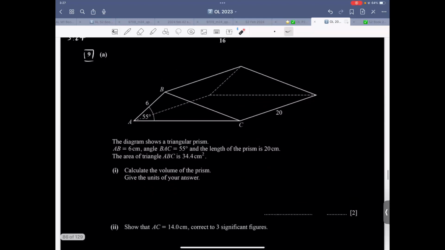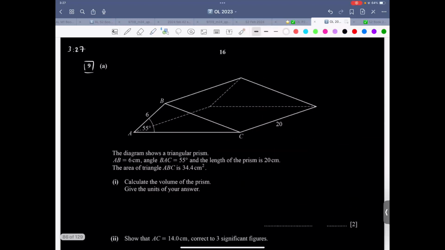So now, first of all, let me put some color into the question. This is AB. This is AC. And the green one, that is BC. And this purplish one, that is the length, like this.